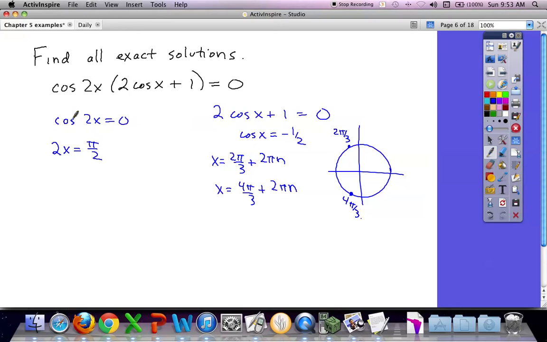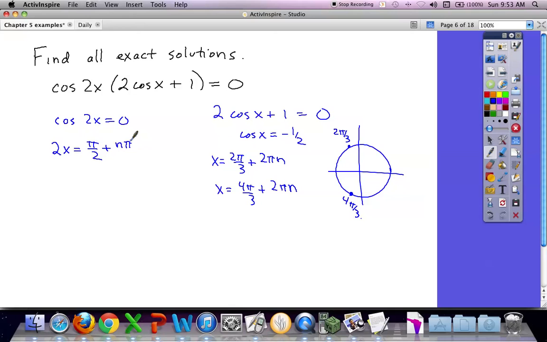Now, even though the cosine has a period of 2 pi, in fact, cosine equals 0, if I look on the unit circle, and I'm going to use this one that's already here, cosine equals 0 at pi over 2, but it also equals 0 at 3 pi over 2, and also 5 pi over 2 and 7 pi over 2. It's not repeating itself every 2 pi. It's actually repeating itself every halfway around the circle, which we know is pi. So we would have to say that 2x, the angle inside the cosine function, has to equal pi over 2 plus n pi. Not 2 pi times n, but just pi times n.